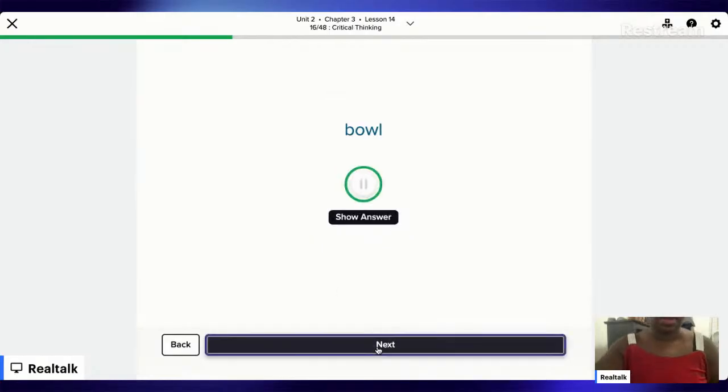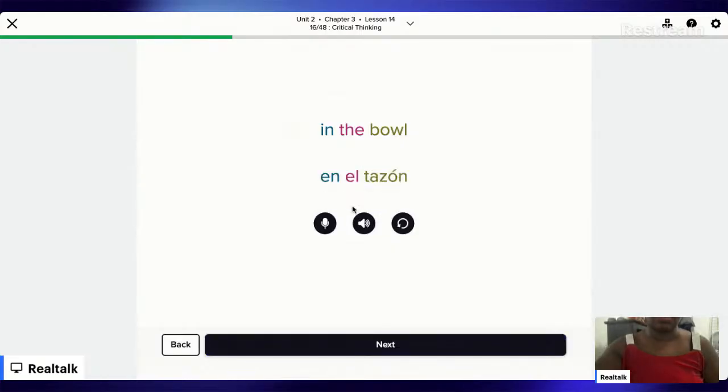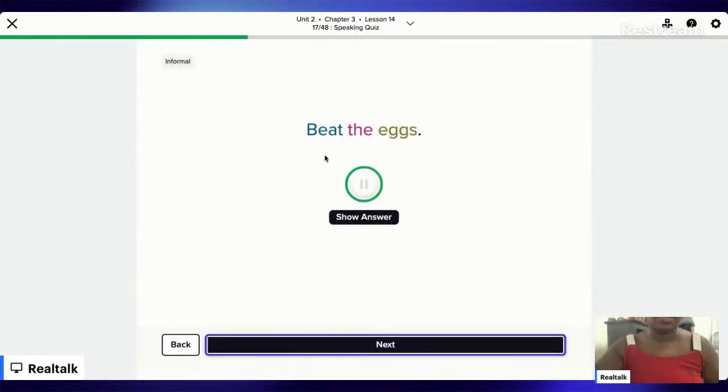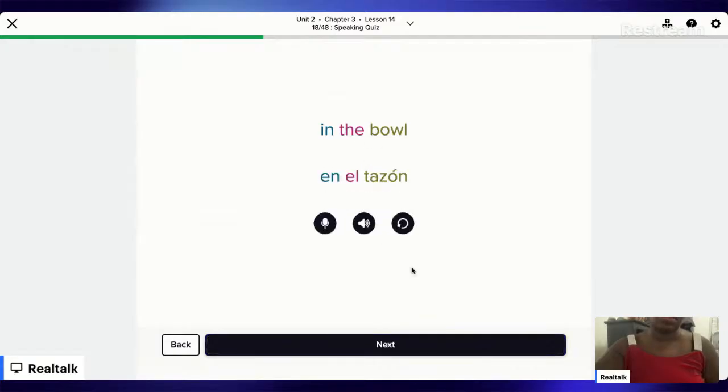Whew. Up for a challenge? Yes. How would you say in the bowl? En la tazón. En el tazón. El tazón. Okay. En el tazón. What's the informal way to say beat the eggs? Bate los huevos. Do you remember how to say in the bowl? En el tazón.